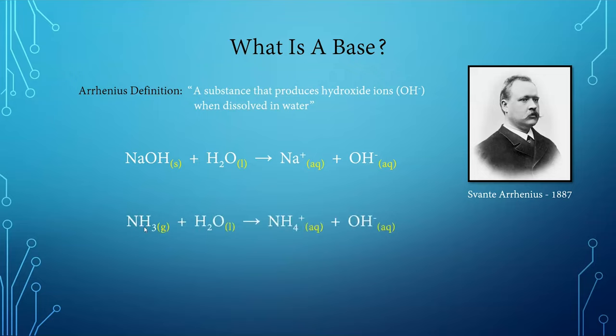Now, ammonia, you might look at that and think, well, how could that be a base? Because it doesn't contain any hydroxide. But keep in mind the definition. It's a substance that produces hydroxide ions when dissolved in water. When you dissolve ammonia in water, the ammonia pulls an H+ ion out of the water molecule, leaving a hydroxide ion behind. So ammonia is a base by this definition, just like sodium hydroxide.